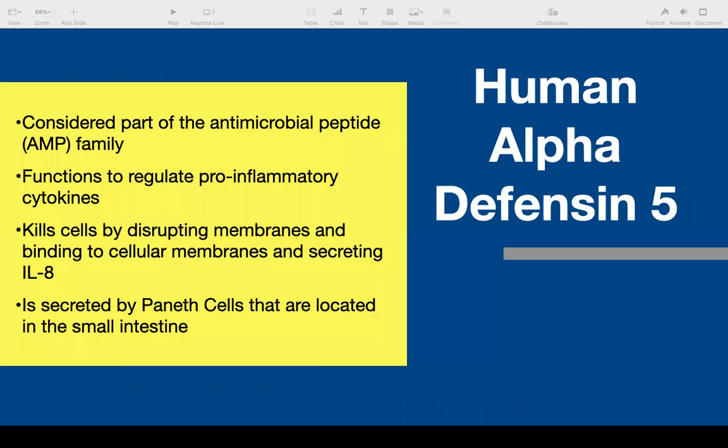In this project, all cells were treated with human alpha defensin 5. HD5 is an antimicrobial peptide that is secreted by Paneth cells that are normally located in the small intestine. HD5 functions to regulate pro-inflammatory cytokines, and it leads to cell death by binding to and disrupting cellular membranes and secreting IL-8.